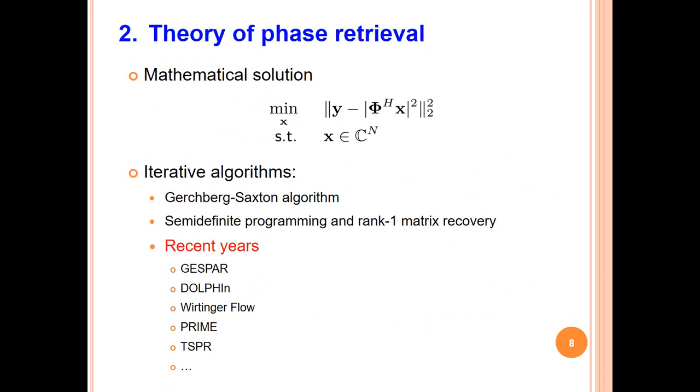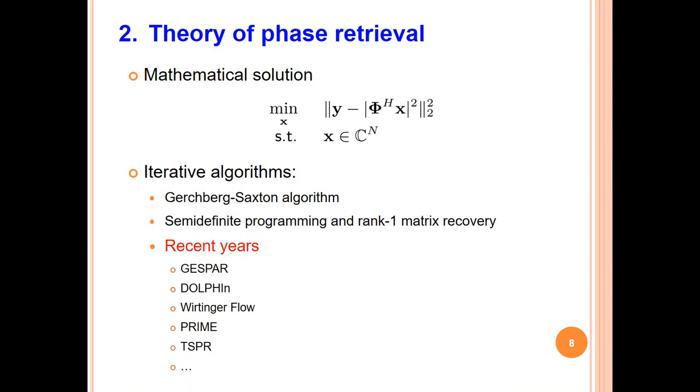For this kind of non-convex optimization problem, there is no general closed-form solution. There are some kinds of iterative algorithms, one of the most popular ones being alternating projection algorithms, which was pioneered by the work of Gerchberg and Saxton in 1970s.